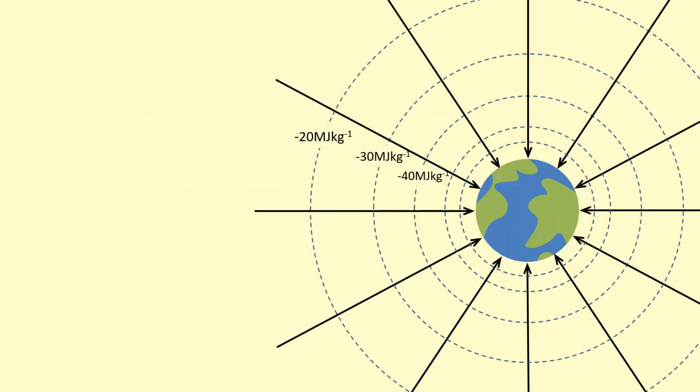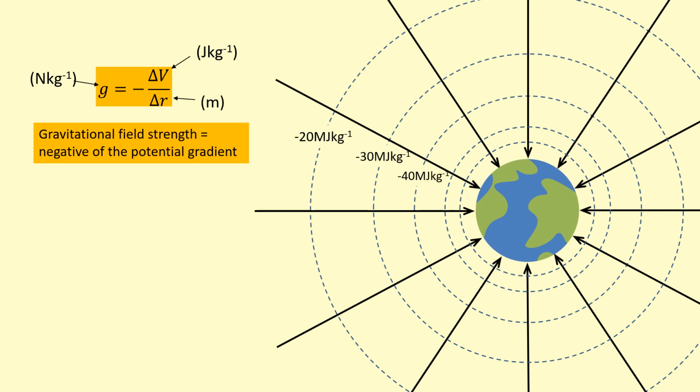There is another method for finding gravitational field strength, and it's to use this equation here, where g is the gravitational field strength at some point, delta V is the change in potential around that point, and delta r is the change in distance over that point in meters. This can be interpreted as gravitational field strength equals the negative of the potential gradient. By potential gradient, I mean how much the potential changes over a certain distance. You can see here, closer to the planet, the potential is changing by 10 megajoules per kilogram, but over a smaller distance. So basically that shows that the closer the potentials are, the stronger the field is.